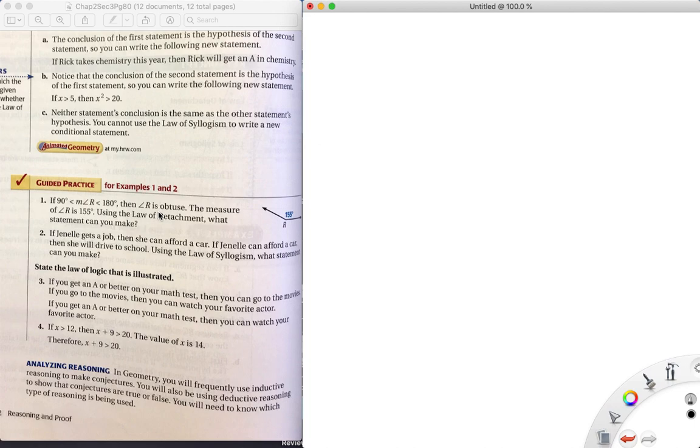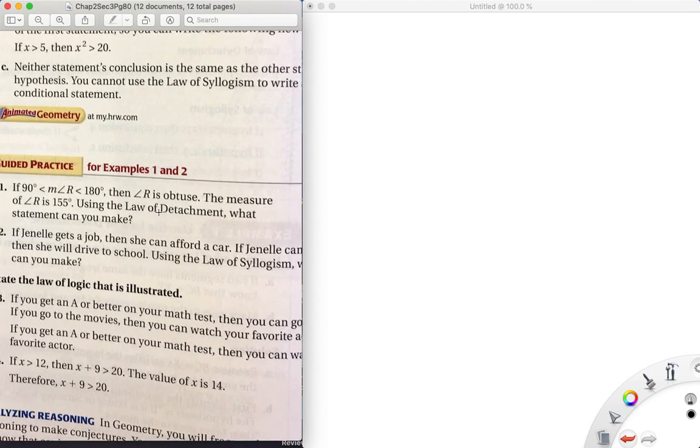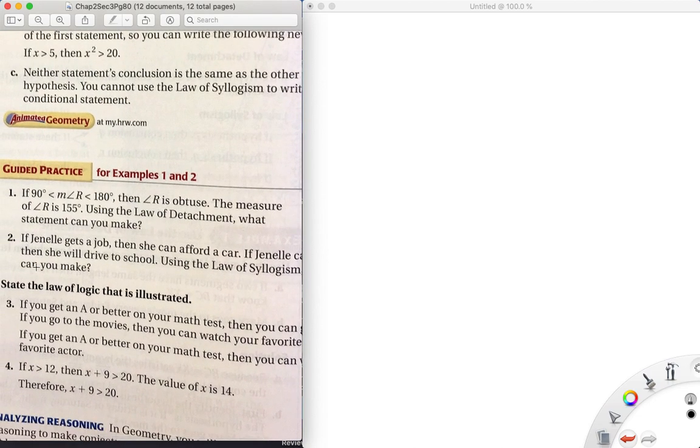So for the guided practice, there's a lot of writing in this, so I'm going to focus more on the picture to the left. It says that if an angle is between 90 and 180 degrees, then angle R is obtuse. We're told that angle R is 155. Well, 155 is between 90 and 180, so we can conclude that angle R is obtuse.